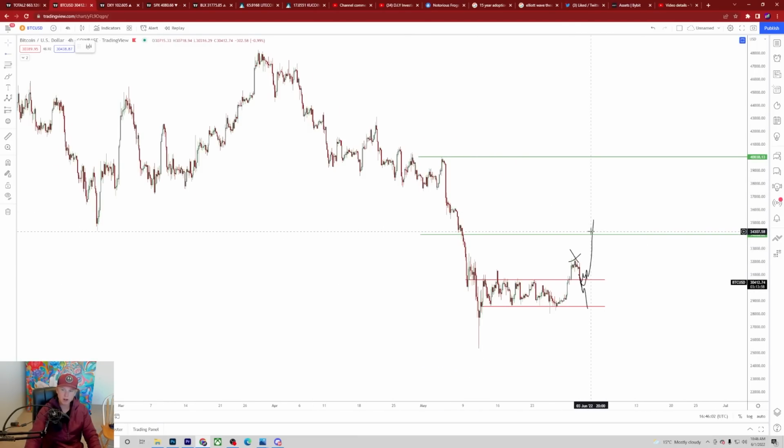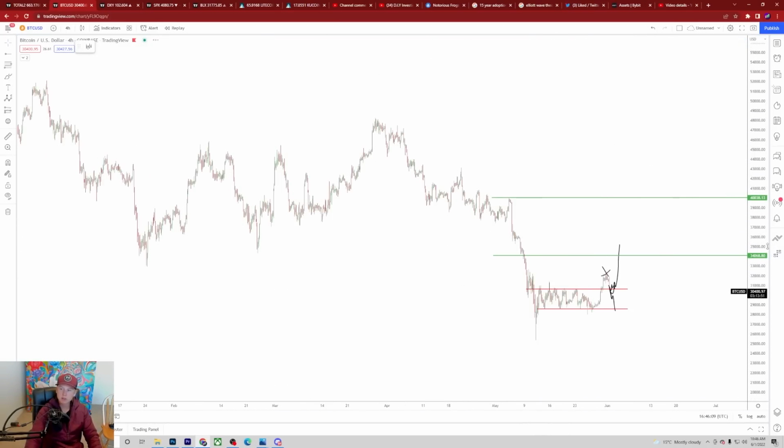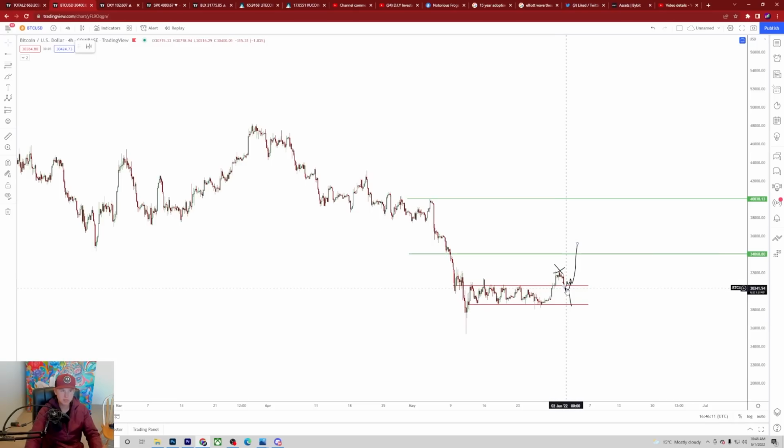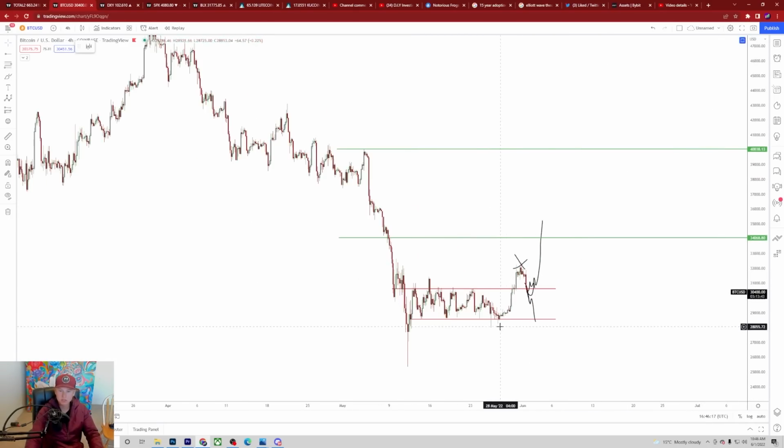Take the majority out right here, set a trailing stop loss if you're in profit, and then I'll be looking to hold the rest up to 40K. That's the most likely way to just trade this based off of technical analysis, support and resistance. You know, there's not a whole lot to look at besides these basic levels that we can spot.